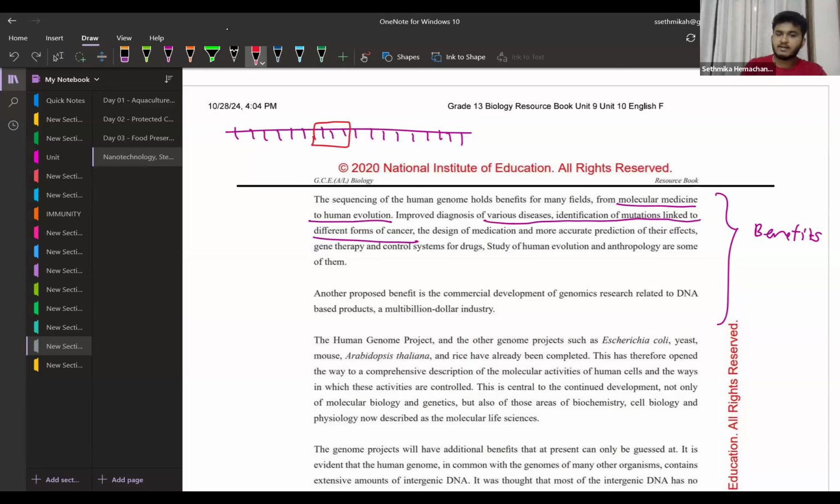So the human genome project is important for identification or diagnosis, right? Because you can diagnose the genetic disorder by analyzing this DNA sequence.